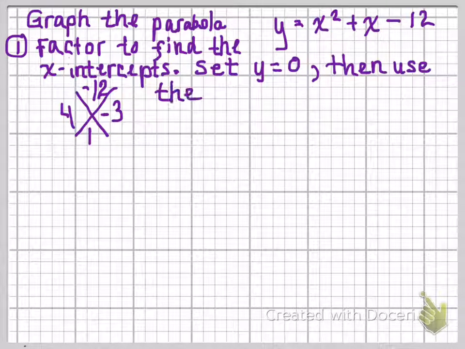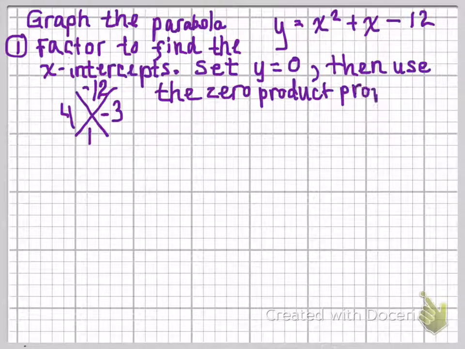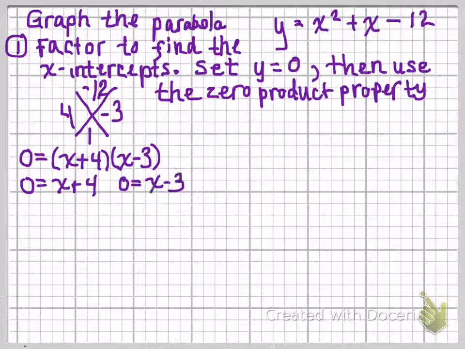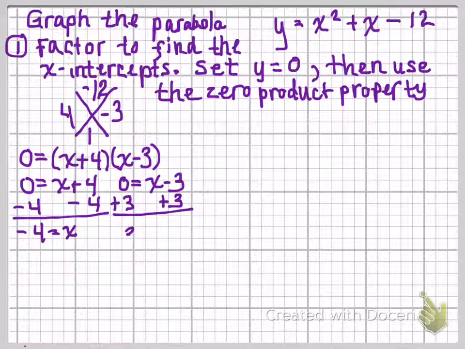So now we're going to use those factors and write them. Set our equation equal to 0, so y is going to be equal to 0. We'll use our zero product property after that. So we're going to write 0 equals x plus 4 times x minus 3. My zero product property says that either one of those has to equal 0 for them to multiply out to get 0. So we're going to have 0 equals x plus 4 and 0 equals x minus 3. So I'll subtract 4 from both sides in the first equation, add 3 to both sides in the second. So I get these values, x equals negative 4 and x equals 3.